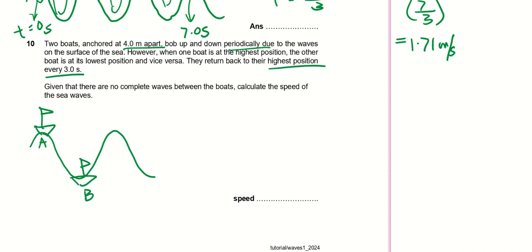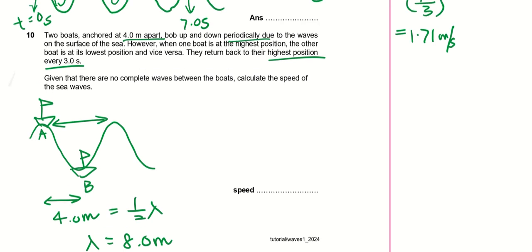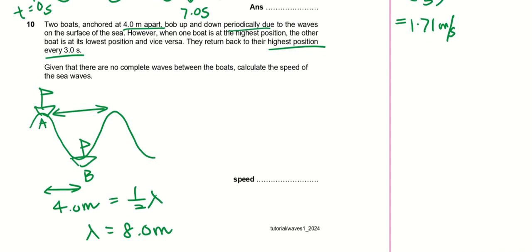So they are anchored 4 meters apart. But now, because one is at the crest and the other one is at the trough, their horizontal distance is 4 meters. But this is only half a wavelength, right? Because wavelength is from successive crest to crest. So wavelength will then be 8 meters. Again, this is one of the tricks in the question.